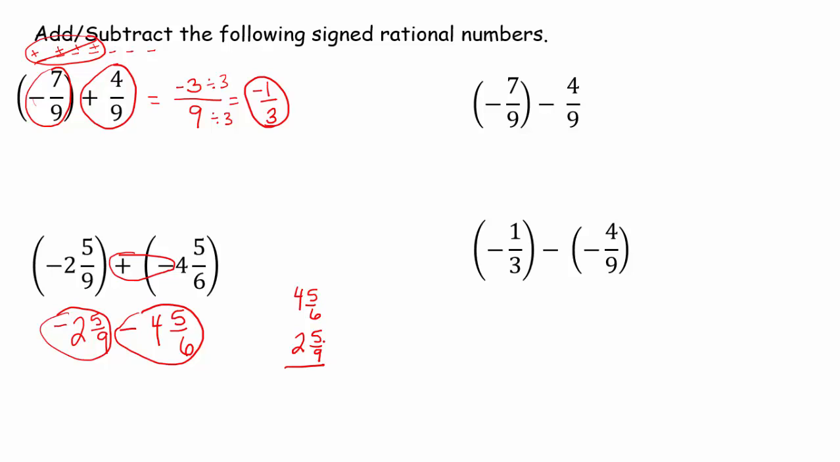So if I need to find a common denominator between 6 and 9, I know that that common denominator can be 18 because 6 and 9 both go into 18. So I write an equivalent fraction here. 9 times 2 is 18, 5 times 2 is 10, so that's 10 over 18. 6 times 3 is 18, 5 times 3 is 15, so that's 15 over 18. Signs were the same. They both ended up being negative. Signs were the same. I'll find the sum.